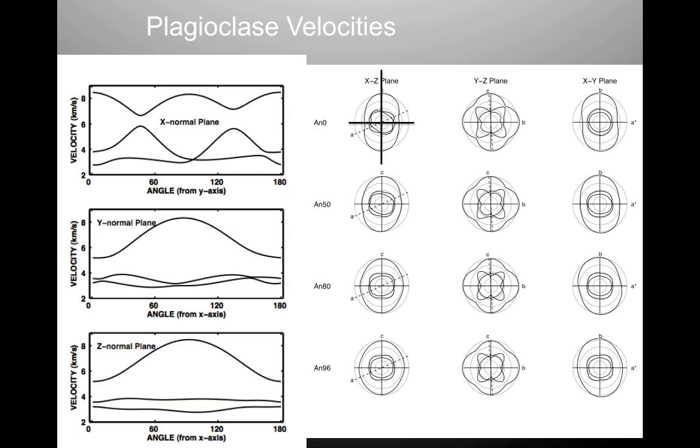So the plagioclase have very large velocity anisotropy. On the diagram to the left is an indication of how the velocities change on these three planes as you increase the anorthite composition, as you increase the amount of calcium in the structures. And that ends my discussion of the elasticity of the plagioclase feldspars.